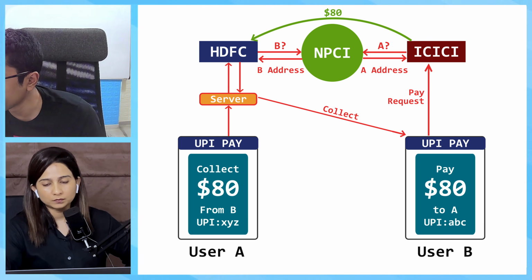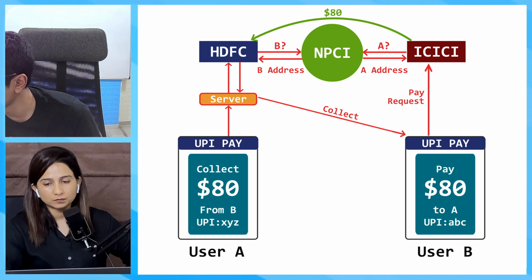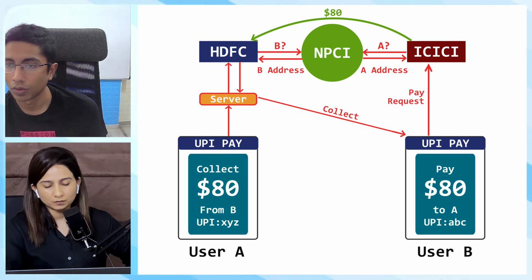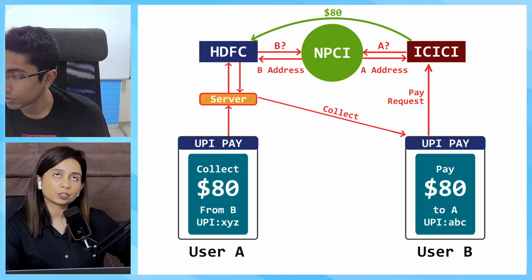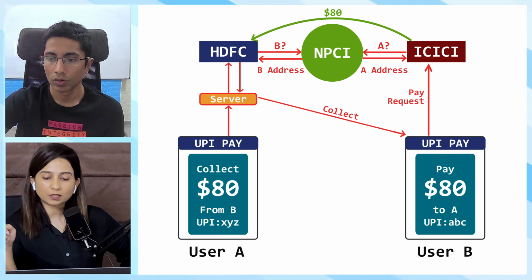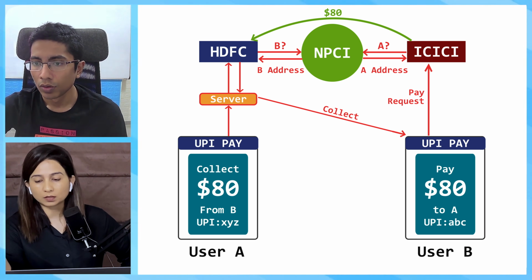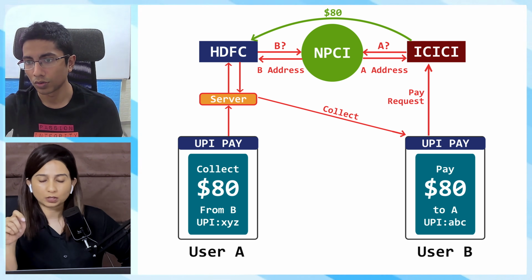ICICI now transfers the money to account B. Let's say there is an account A in HDFC. Okay, and we are sorted. Yeah, there is just one. So the money has been transferred, right? The credit request has been requested. The requester's account gets credited, the payer's account gets debited.